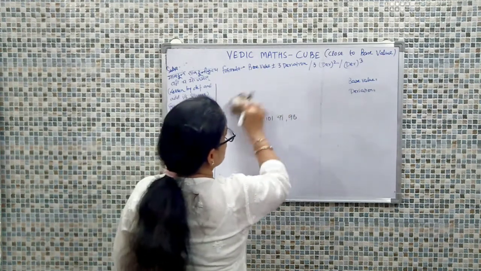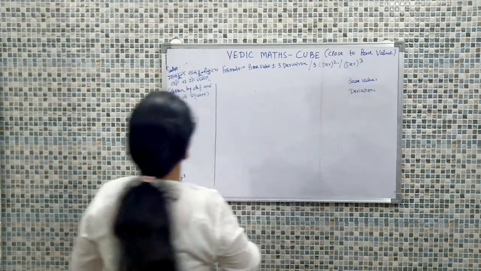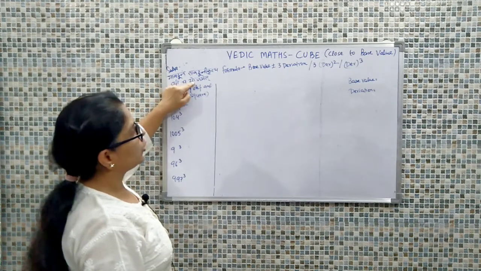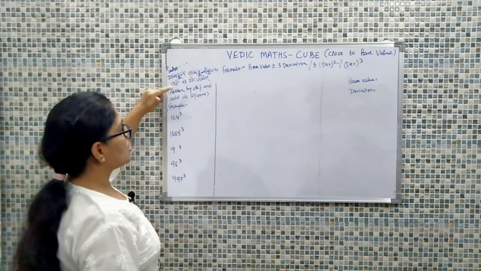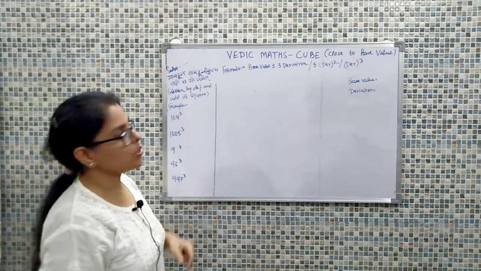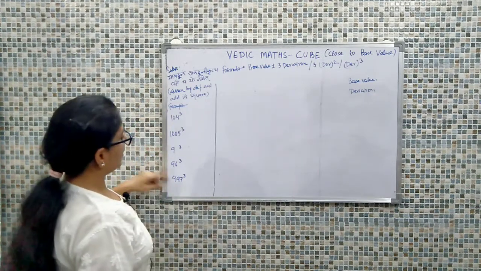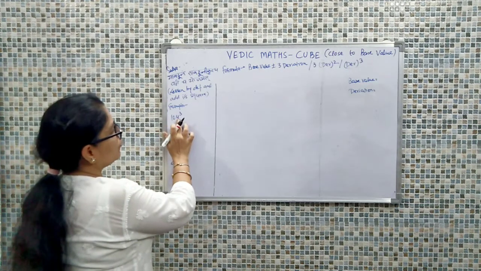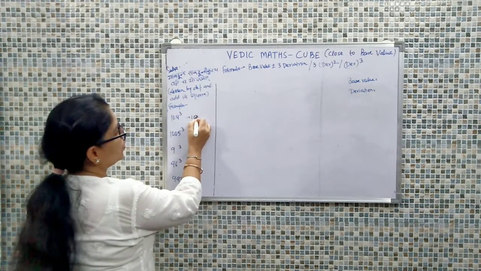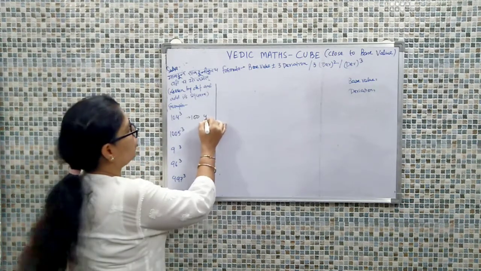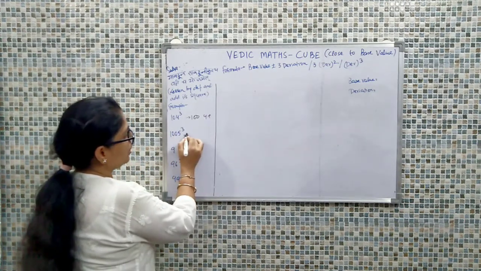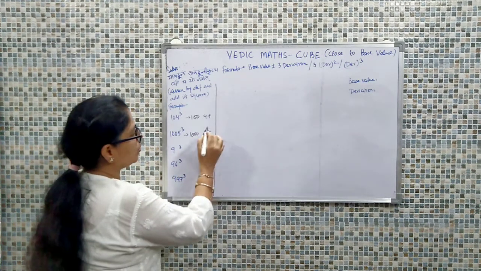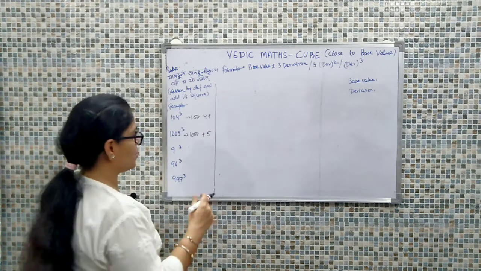And the sutra that is used for this calculation is Yavadunam Tavaduni Varga Cha Yojiyet, which means lessen by deficiency and add to its square. So the first example we have taken is 104. As you can make out, this value is close to 100 and it is 4 more. I have taken 1005. Here we can take the base value as 1000, and it is 5 more than the base value.